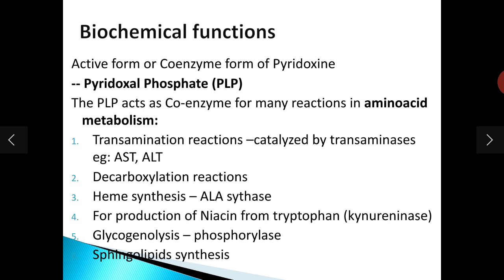For the production of niacin from tryptophan, the enzyme kynureninase again depends on PLP. It is also required for glycogenolysis, for the enzyme phosphorylase, and for the synthesis of sphingolipids. So these are the biochemical functions of pyridoxine, or the coenzyme form PLP.